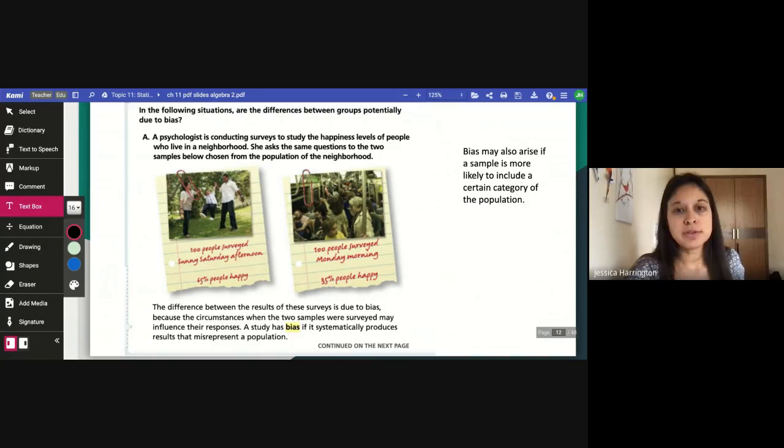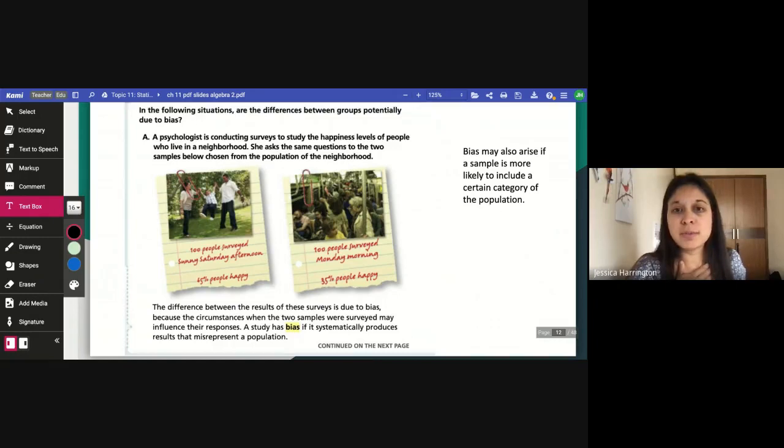So for example, there's this question here about a psychologist. They're conducting a survey to see the happiness levels of people who live in a neighborhood. So she asked the same questions to the two samples below, chosen from the population of the neighborhood. So she is doing a sample survey. She has her question. She's going to ask everyone the same question. So she goes out on a sunny Saturday afternoon, interviews 100 people, and 65% of them say they're happy in this neighborhood. Then she goes back out on Monday.